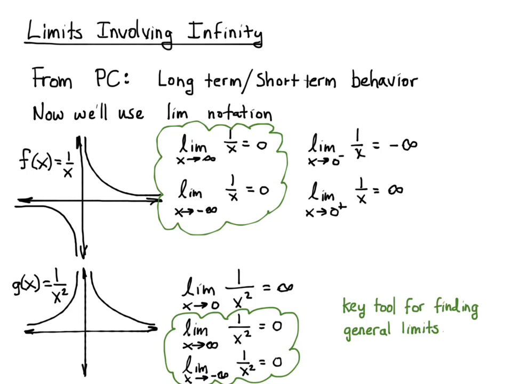Okay, so these two things here, where we have 1 over x going to 0 as x goes to infinity or negative infinity, are going to be tools for finding general limits that we're going to find for the next couple slides. And so when we have ratios of polynomials and things of that sort, sometimes we'll get 0 over 0. This gives us another tool for removing that concept of 0 over 0 or infinity over infinity.